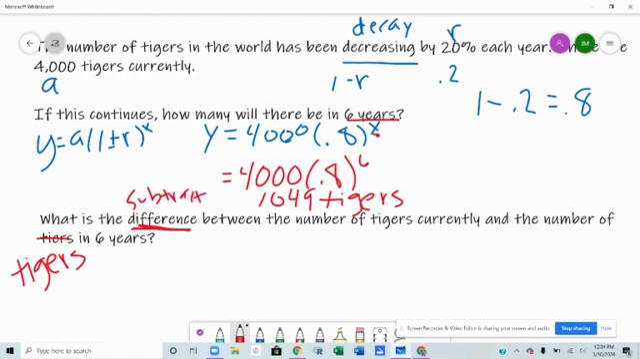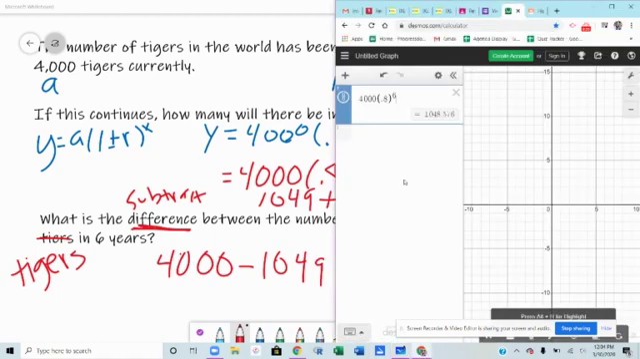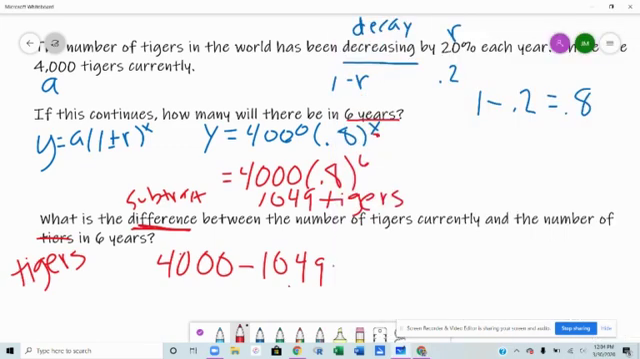So we take how many are there currently minus how many will there be in 6 years. So we take 4,000 minus our 1,049 and get 2,951 tigers.